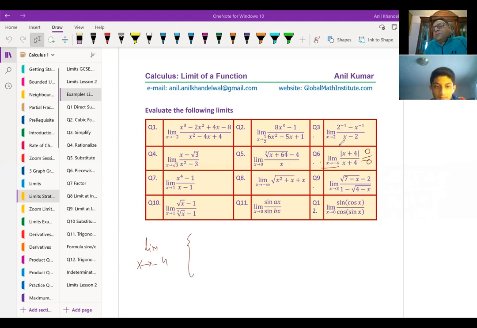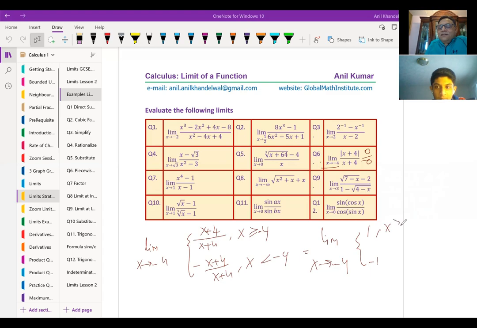Right. The absolute value of x plus 4 is going to be positive when you are on the right side of minus 4, so it should be written as x plus 4 over x plus 4 when x is greater than or equal to minus 4, because at minus 4 it is 0. However, it will be negative of x plus 4 over x plus 4 when x is less than minus 4. So I could write this as the limit as x approaches minus 4 of, this is plus 1 and this is minus 1. Do you see that?